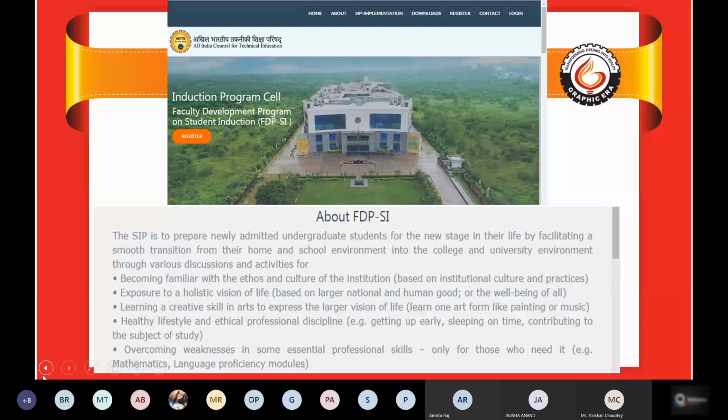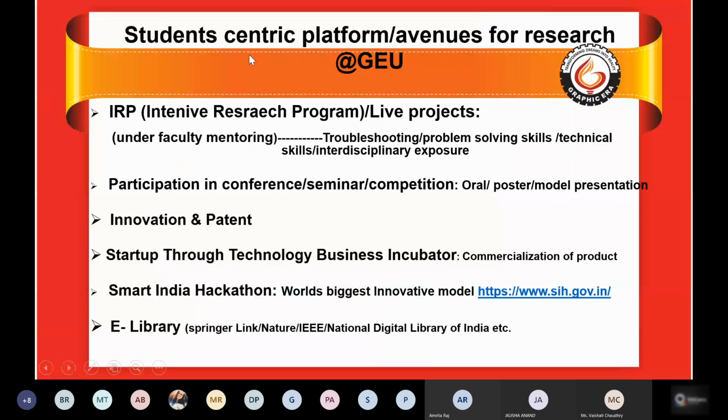So this is the platform where you can improve your skills. You can leverage your skills for the department. Okay, so the student-centric platform or avenues for research at Graphic Era University. The very first is I have taken intensive research program.